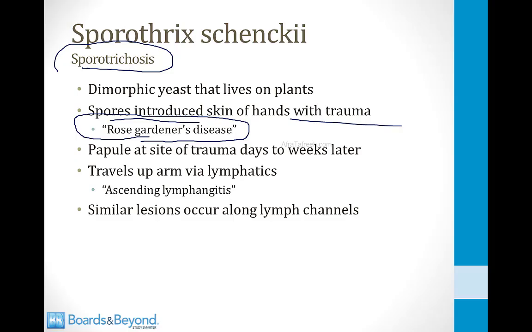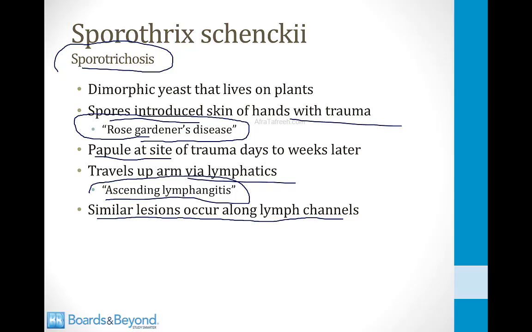What happens is a few days or even weeks later, they'll get a papule at the site of trauma, and then the fungi travels up the arms via the lymphatic channels. This is a process called ascending lymphangitis. As a result, they will end up with similar lesions all along the lymph channels going up their arm from the hand up to their shoulders.